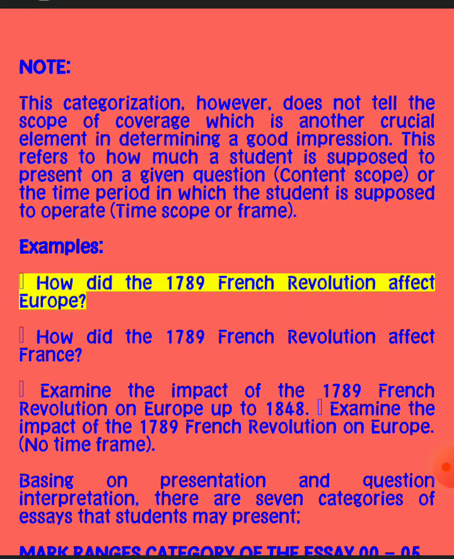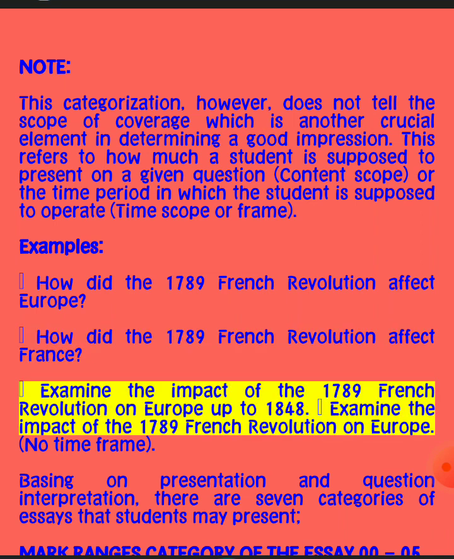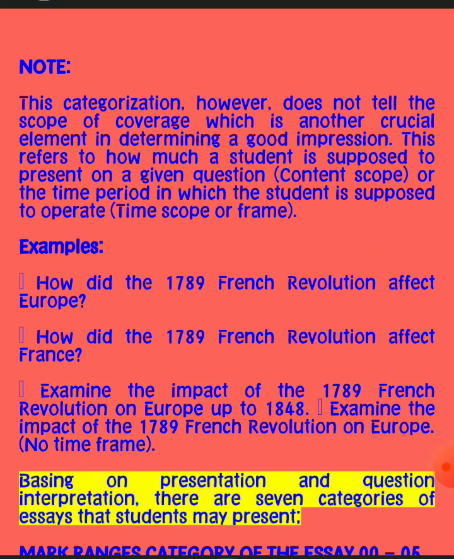Examples. How did the 1789 French Revolution affect Europe? How did the 1789 French Revolution affect France? Examine the impact of the 1789 French Revolution on Europe up to 1848. Examine the impact of the 1789 French Revolution on Europe. No time frame. Basing on presentation and question interpretation, there are 7 categories of essays that students may present.